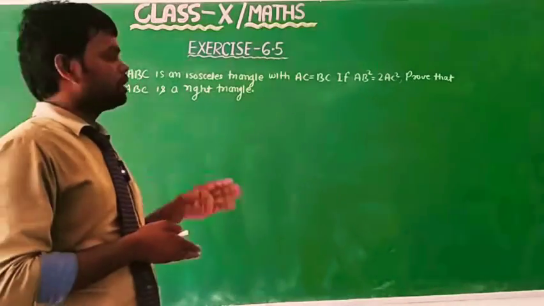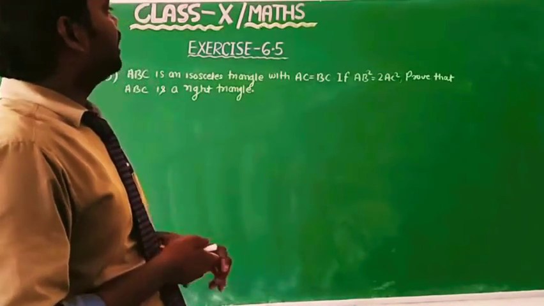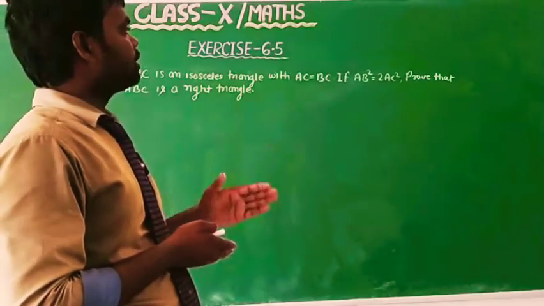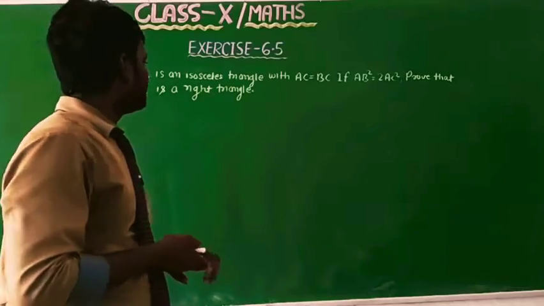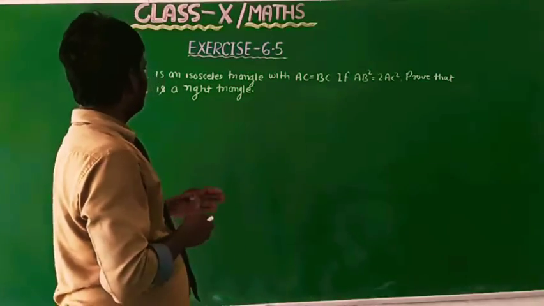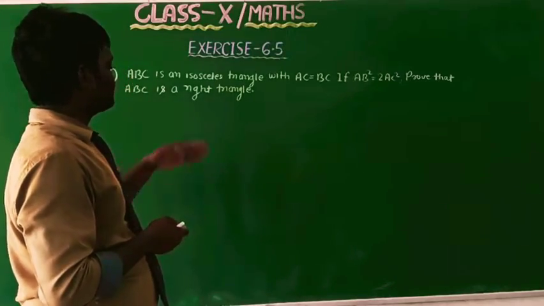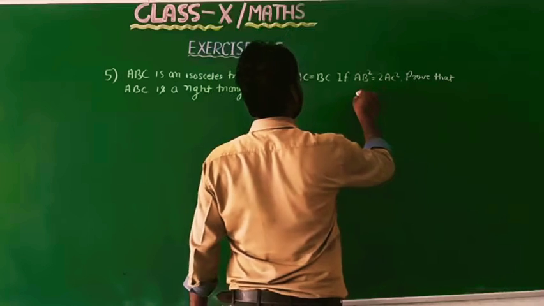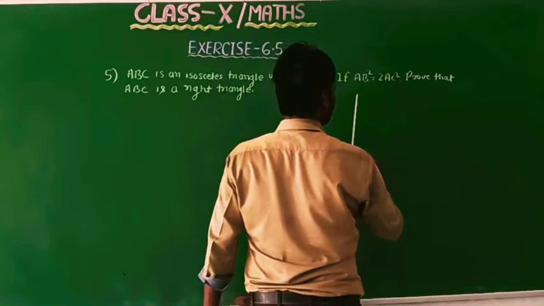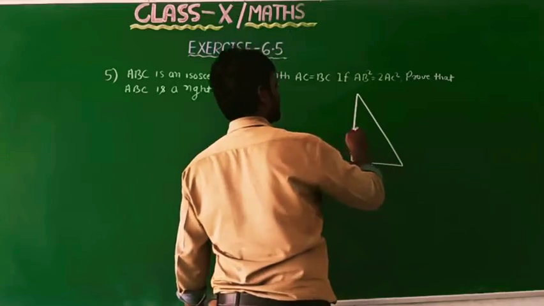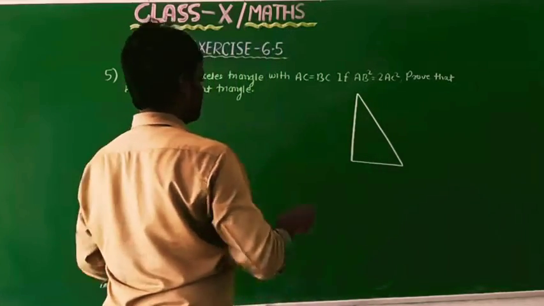ABC is an isosceles triangle with AC equal to BC. If AB square equals 2AC square, prove that ABC is a right angle triangle. So here we are given a triangle ABC which is isosceles. Now let us draw the figure. This is an isosceles triangle.